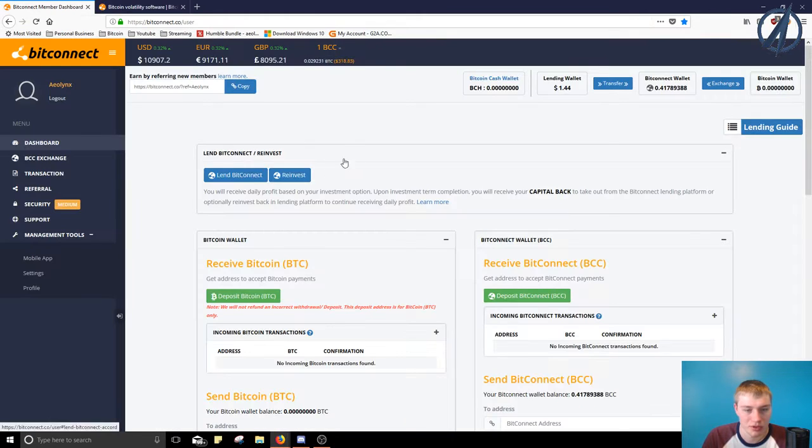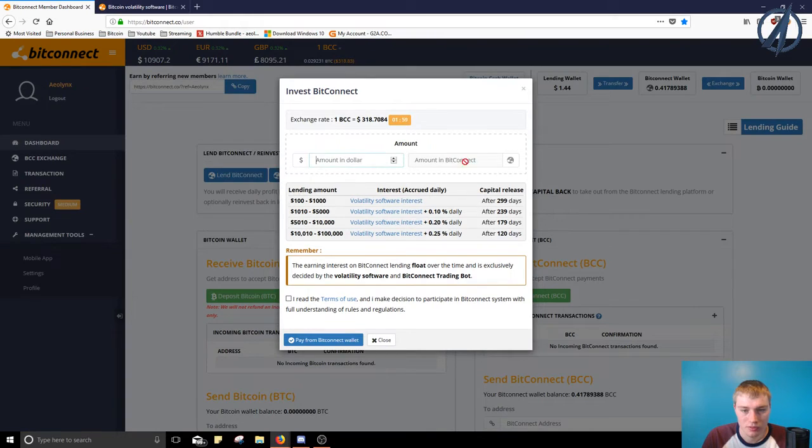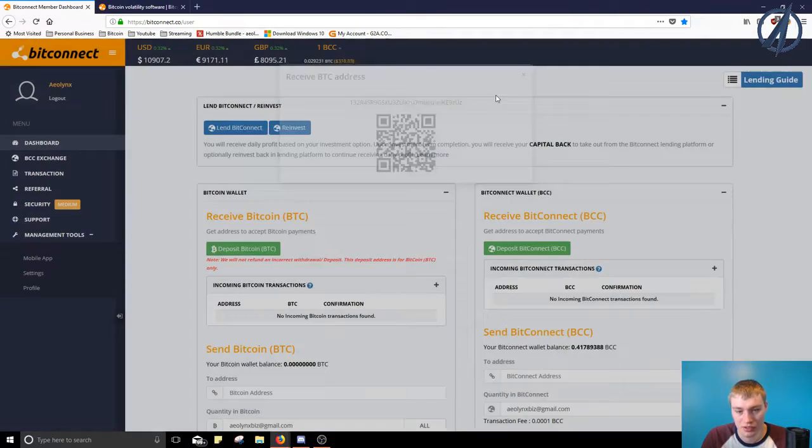So I'm going to go ahead and make the investment. Let's go ahead and lend. Let's put in 130. I believe that's enough. Yes. And let's accept the terms. And this is how you invest. If you didn't know, you have to deposit Bitcoin. To do that, let me go ahead and show you. Deposit Bitcoin, you would send to this address.